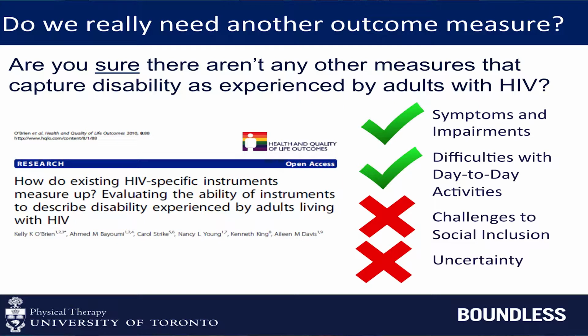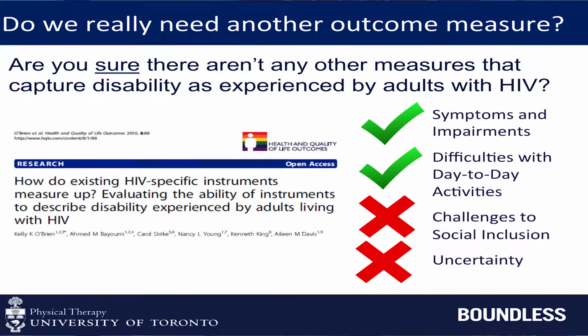At the time, there were 30 that met our inclusion criteria, and I did a content analysis looking at the 72 categories that were part of this framework and mapped them onto the items in these existing questionnaires. What we found is that the measures did a pretty good job of capturing symptoms and impairments, particularly the ones around physical symptoms, like fatigue and weakness, headaches, for example. Pretty good job at capturing basic activities of daily living. But where they didn't do so well was when it came to challenges to social inclusion, and very few, if any, included any items that talked about uncertainty or worrying about the future.